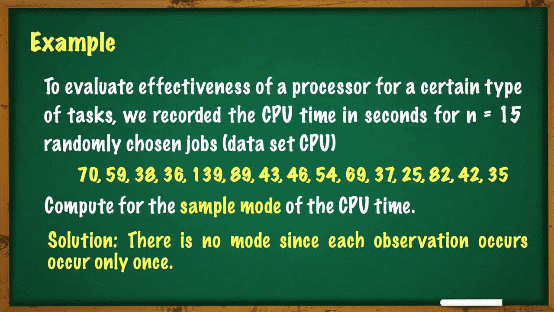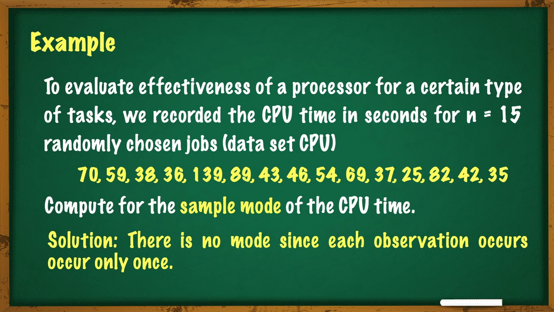Another example is the CPU time in seconds for 15 randomly chosen jobs. With this dataset, we compute the sample mode. To solve this, there is no mode at all since each observation occurs only once, or each observation has only one frequency.